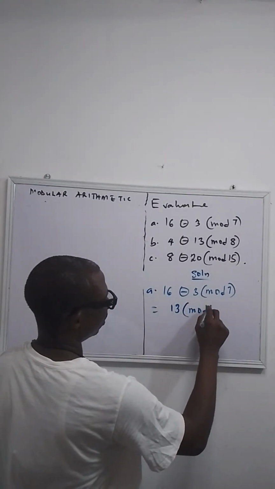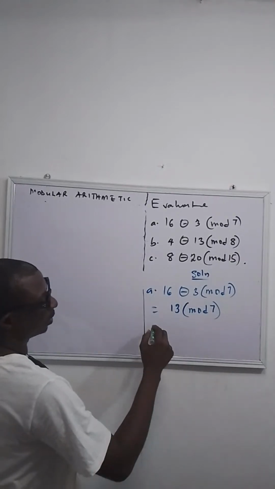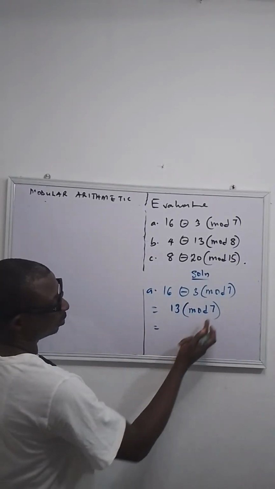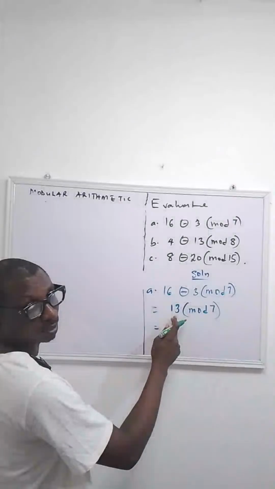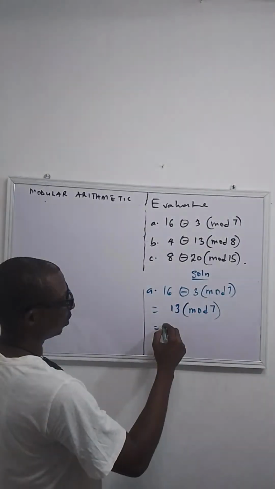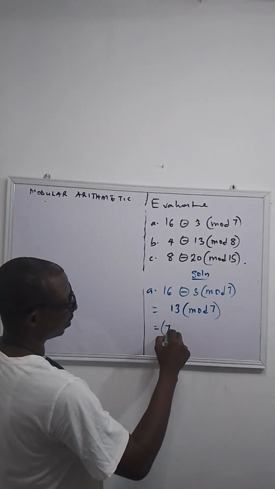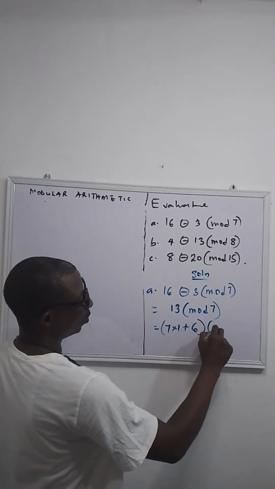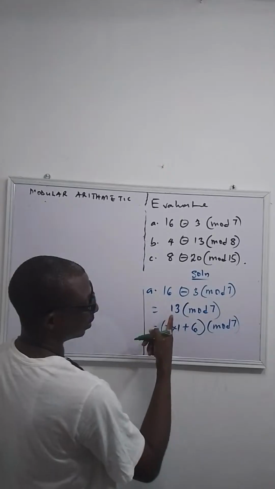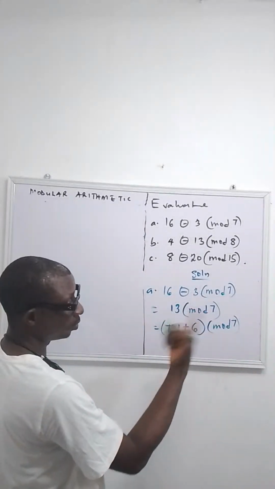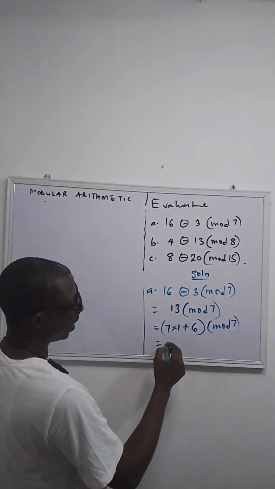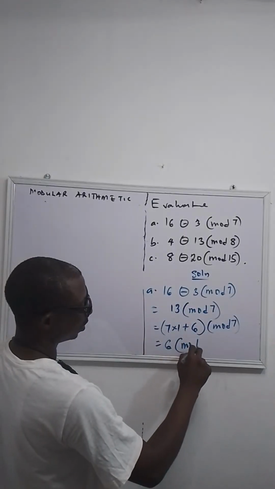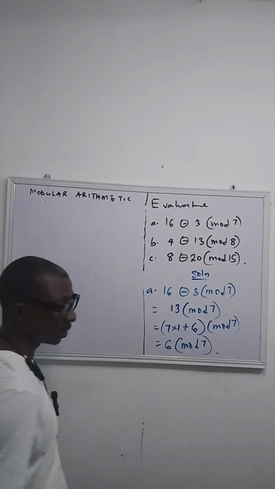13 mod 7. So this gives you what? Now ask yourself, how many 7 are you going to see here? That's 1. You have 7 times 1 plus what? Plus 6 mod 7. Since this one is positive, I don't need to do any adjustment. So my answer is 6 mod 7. Okay, so that's the answer.